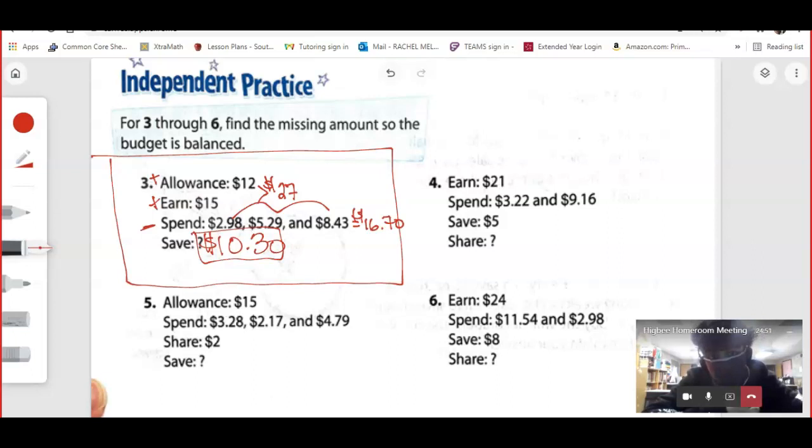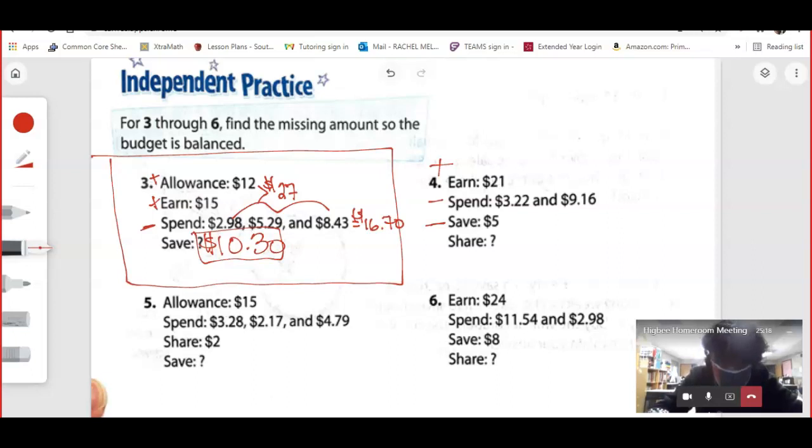So is earning a plus or a minus? Plus. Is spending a plus or a minus? Minus. Now, think about this one. Is saving a plus or a minus? Minus. Because if you're saving it, yes, it's still your money and you can still use it when you need it, but it's no longer in your account.